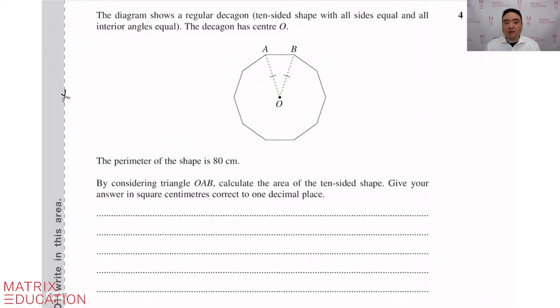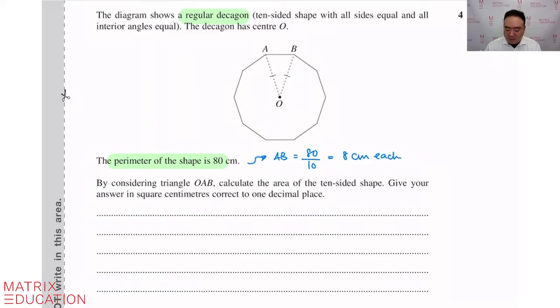Now, if it is a regular decagon, that means the side length AB and this side length here, all of these should be equal. Do you agree? Yeah. So there are 10 sides. So if the perimeter of the shape is 80, that means AB must be 80 divided by 10 because there are 10 sides. So that's 8 cm each.